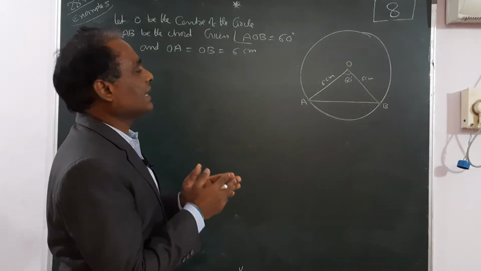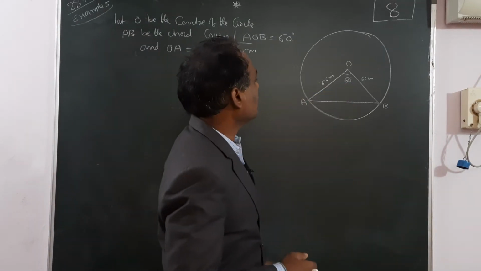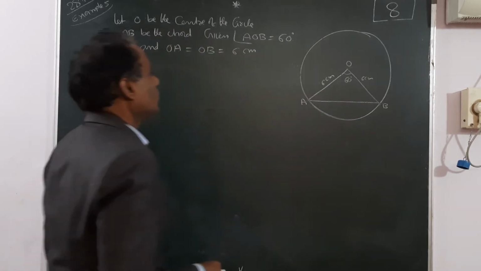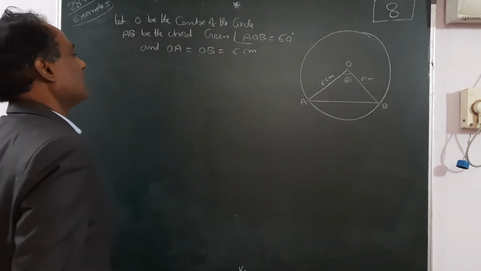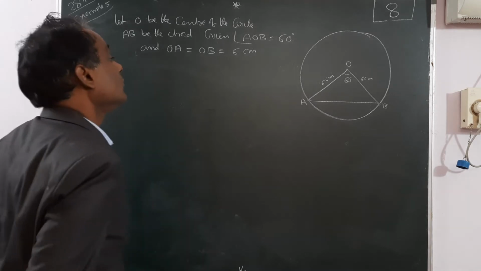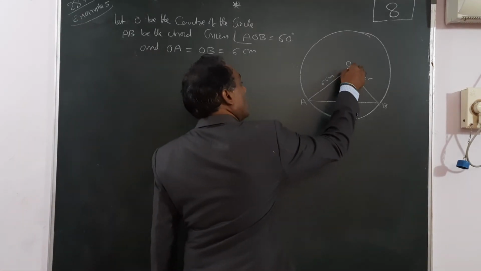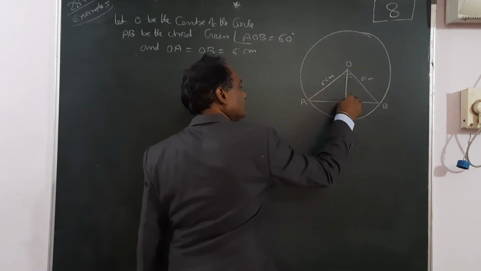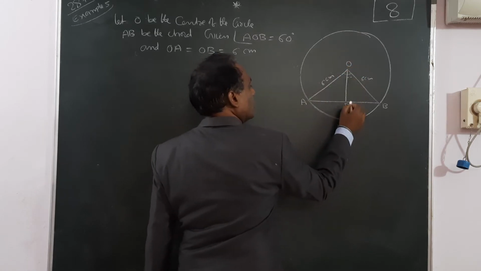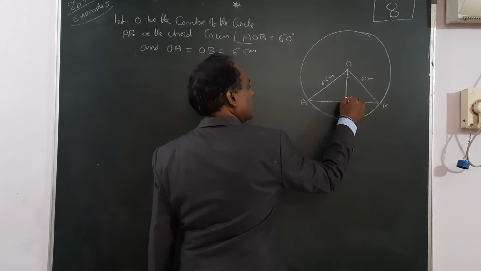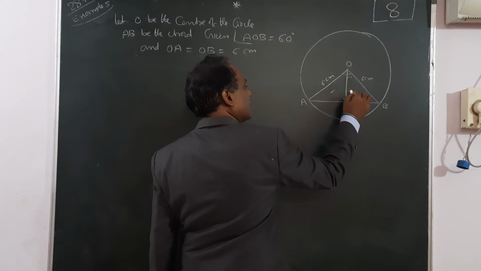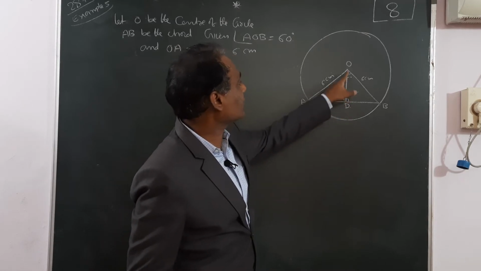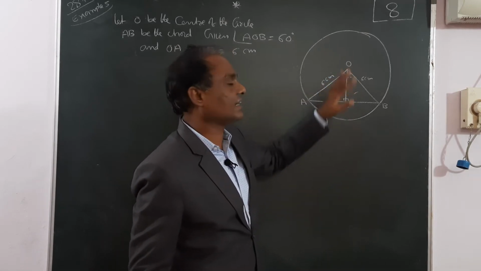So this is not a right angle triangle because each angle is 60 degrees. Then what? From O, I will draw a perpendicular line. Perpendicular means 90 degrees. So now this is a right angle triangle, because if one angle is 90 degrees, it automatically called a right angle triangle.